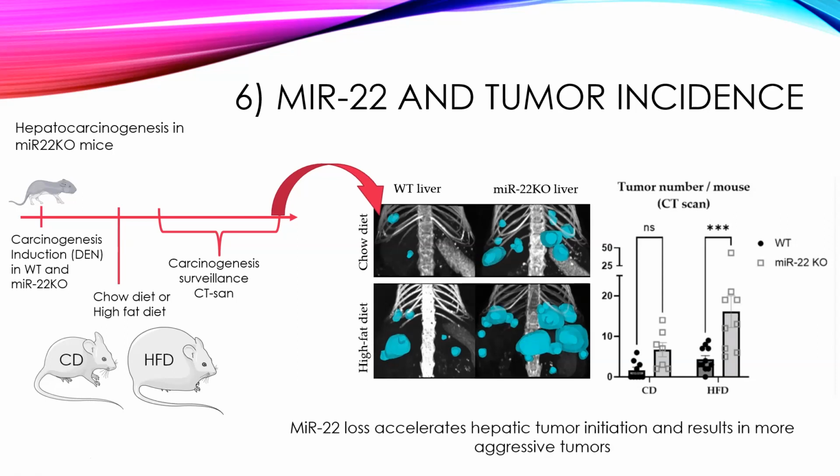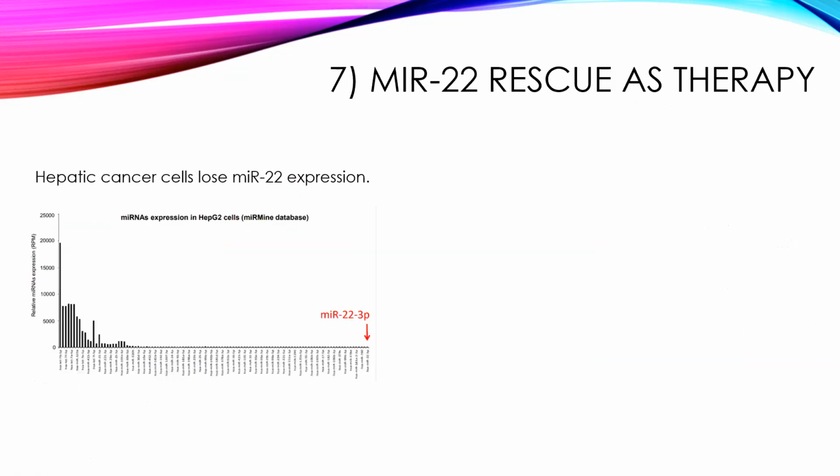So we can conclude that microRNA-22 loss not only accelerates hepatic tumor initiation, but it also results in more aggressive tumors. Finally, as this microRNA is lost in hepatocarcinogenesis, we thought that rescuing its expression could be used as a therapy.